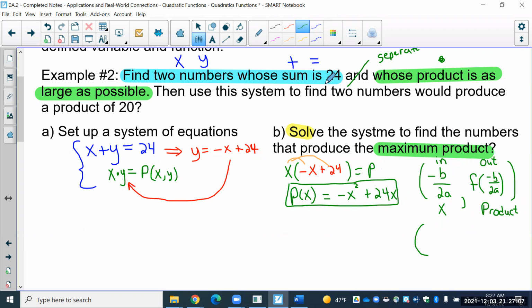So to do minus b over 2a, remember, it's just the quadratic equation. So a is here, b is here, and c, if I need it, is 0.